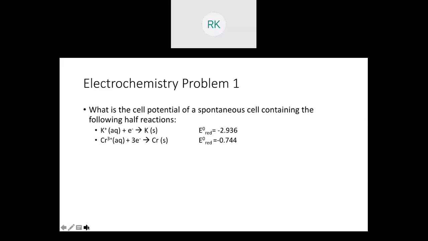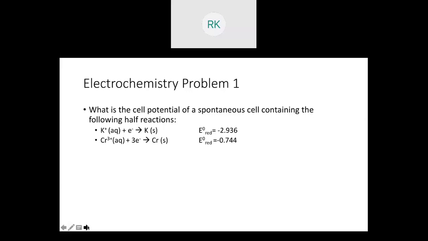Now they're both in terms of reduction here, so we know we have to flip one of them. In this example, I use the word spontaneous to tell you that our E, when we add them together, has to be positive. But I could have also written, what is the cell potential of a galvanic cell containing the following half reactions, or of a voltaic cell? All three of those terms are synonymous, meaning our E value has to be positive.